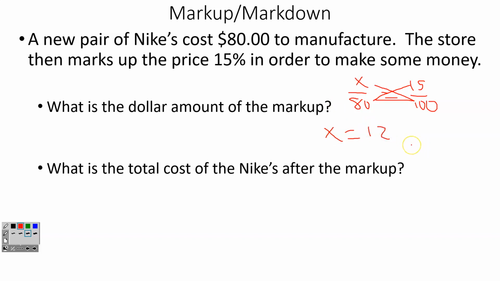So this is how much they're going to mark up the price. They're not marking it up to $12. I mean, a pair of Nikes for only $12, that's a heck of a deal. So what we're going to do is take that now and add it to the cost of the shoes. The cost was $80 and the markup is $12. So that means these shoes are now going to be sold for $92. So there we go.